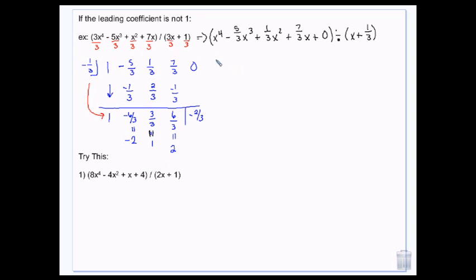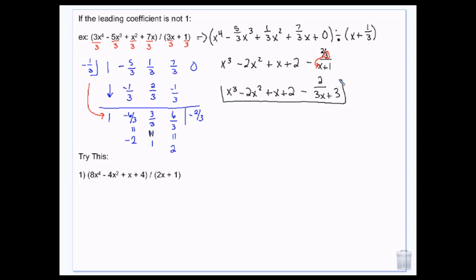Now, this will give me x to the 3rd minus 2x squared plus x plus 2 minus (2/3) over (x plus 1), but I can't have a fraction inside of a fraction. And so I have to bring this denominator down here. And so it gives me x to the 3rd minus 2x squared plus x plus 2 minus 2 over 3x plus 3. So that's with synthetic division if you have this coefficient right here.